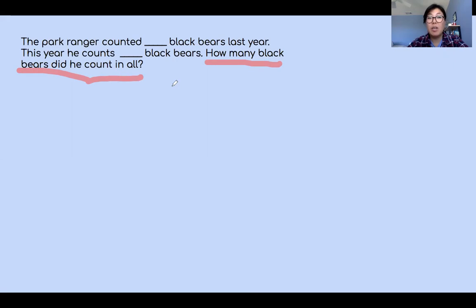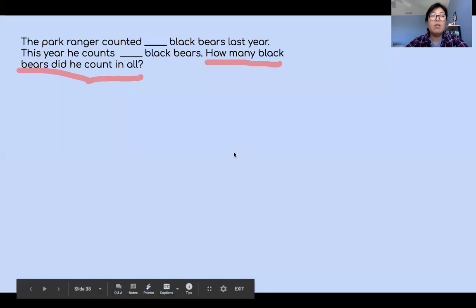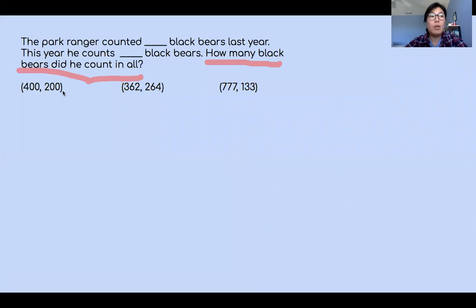So the park ranger went into the wild, into the forest, and he counted a certain amount of black bears last year, and then he went back to the forest again, and the following year he counted, we don't know yet the number of black bears, but he counted a certain amount of black bears, okay? And so we're going to look at three sets. Today you're going to be doing all three sets.